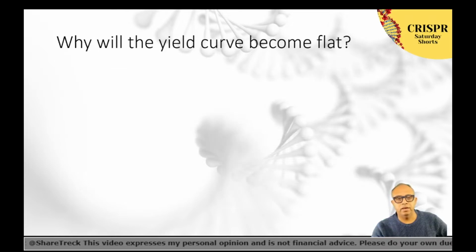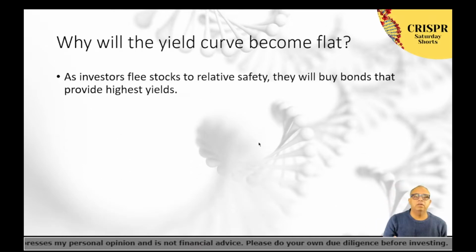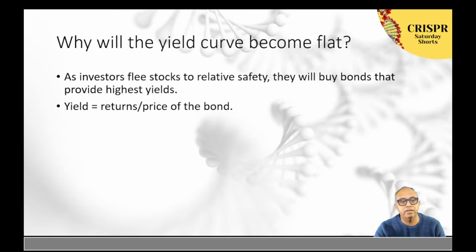So why will the yield curve become flat? Because as investors flee stocks, and also other countries which have got troubles, they might push their money into the 10-year treasury, US treasury, because it's the reserve currency. And everyone flees to relative safety. They will buy bonds that provide the highest yields. Right now, the 10-year bond is the one that provides the highest yield.